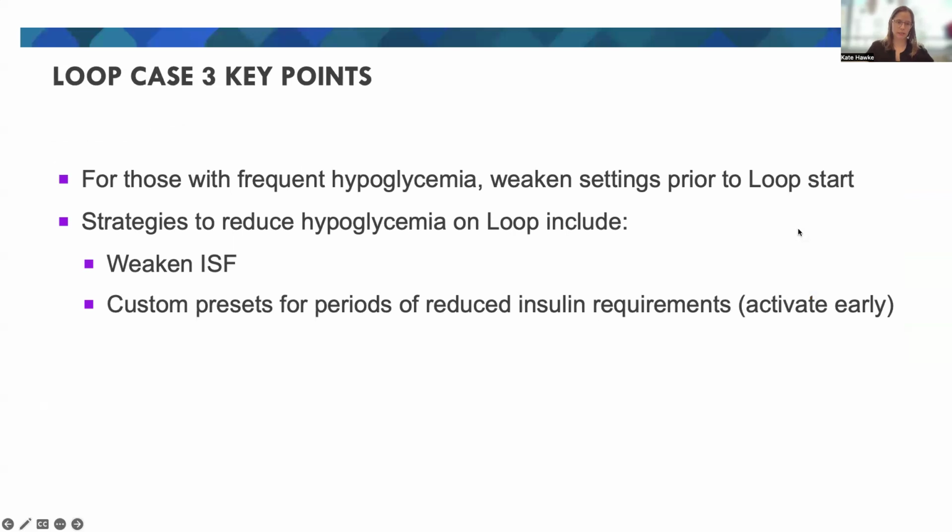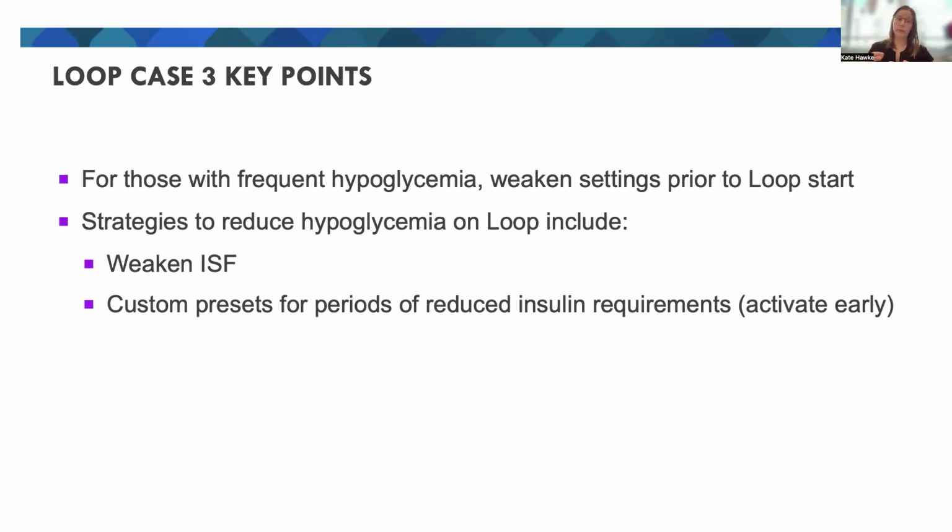So key points for case 3. For those with frequent hypoglycemia, really consider weakening settings prior to the loop start. We did that in this case with an ISF weakening, but we really needed to go even further. And then once somebody's on loop, your strategy is to reduce hypoglycemia.